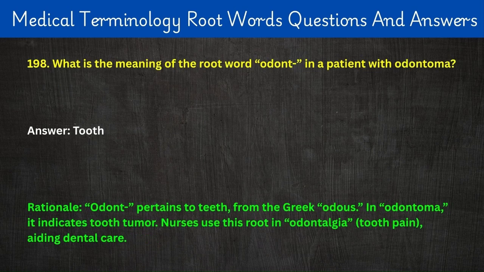198. What is the meaning of the root word odont- in a patient with odontoma? Answer: tooth rationale. Odont- pertains to teeth, from the Greek odous. In odontoma, it indicates tooth tumor. Nurses use this root in odontalgia, tooth pain, aiding dental care.